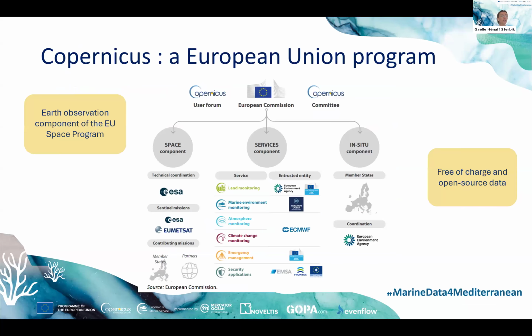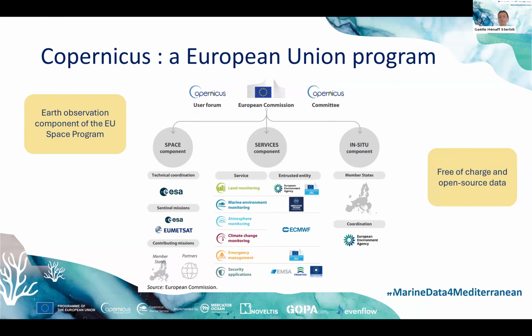Copernicus is the Earth observation component of the European Union Space Program dedicated to monitoring our planet and its environment. So the service provides free and openly accessible information services based on satellite observations and in-situ data, helping service providers, public authorities, and organizations to improve quality of life in Europe and beyond.